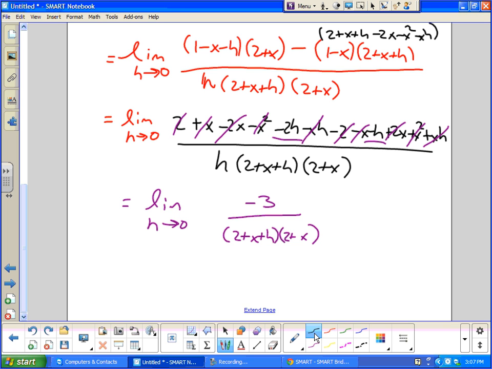All right. h goes to 0. f prime of x equals. Now, the book will write it like this, guys. I hate that. I would write that as x plus 2.